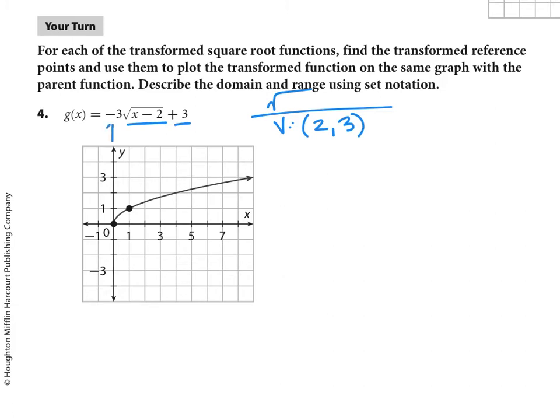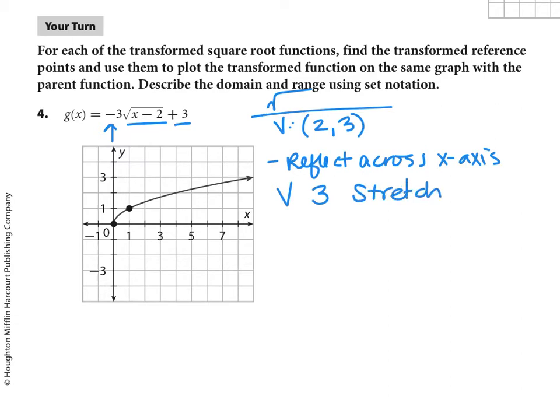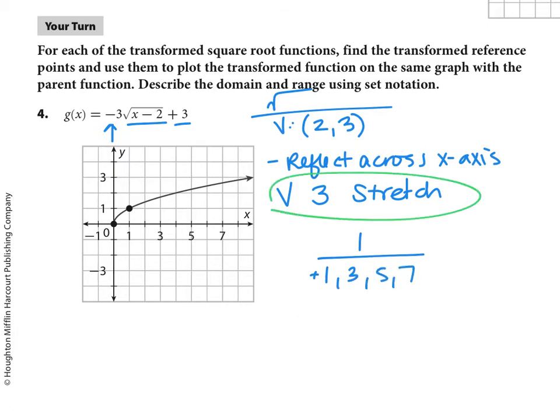So I have a negative 3 on the outside. First of all, that negative is going to be a reflection vertically, that's up and down. So I'm going to be reflecting across the x-axis. And then the 3, that is a vertical stretch. So vertical is the same. That's 3, that's stretch. And then we just want to remember the square root pattern is 1 over, because we flipped it from squared, plus or minus 1, 3, 5, 7. So this vertical stretch right here of 3 is going to affect our rise. So instead of rising 1, I'm going to be rising 3.